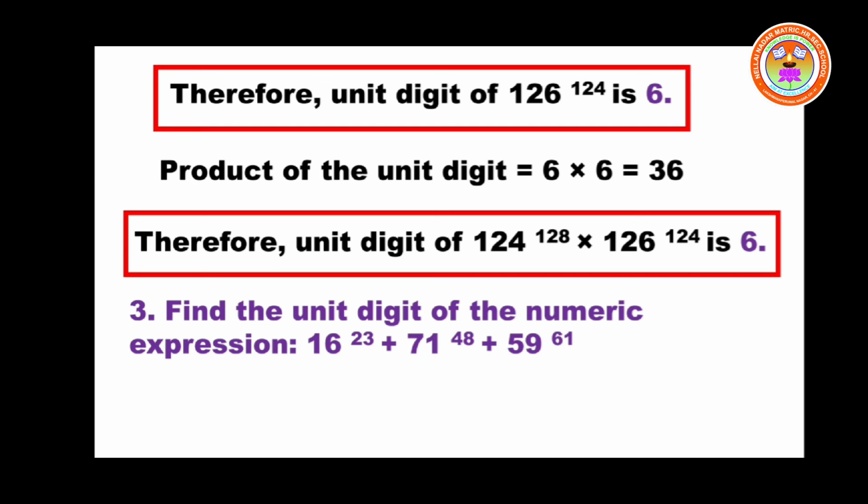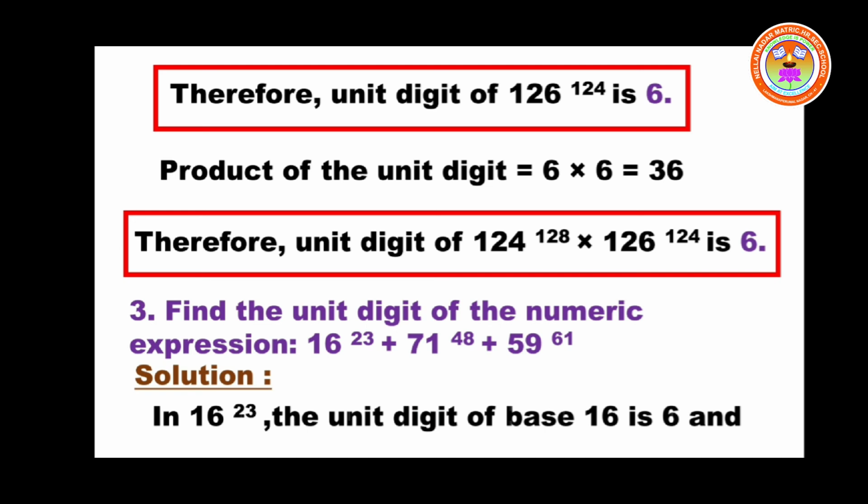Find the unit digit of the numeric expression 16 to the power of 23 plus 71 power of 48 plus 59 power of 61. Okay, the same thing, but here it is given in the sum. Let us find each term's unit digit and then we will add all the answers. Okay, let us move on to the solution, children.